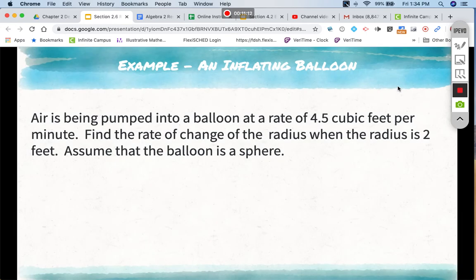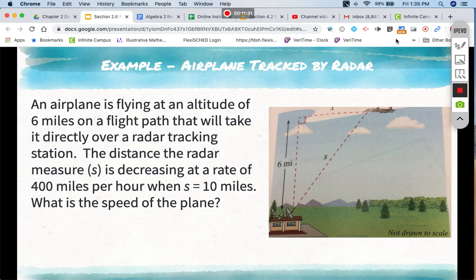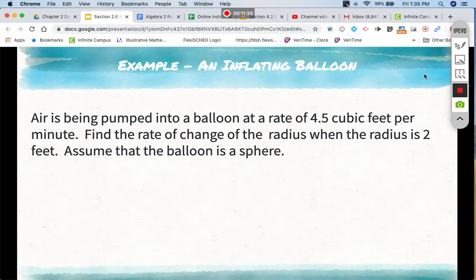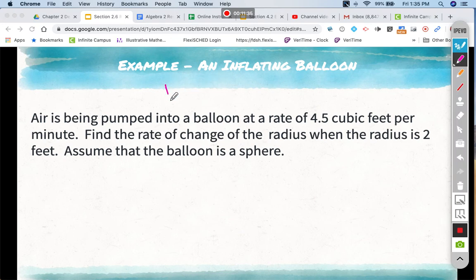So let's get going. Air is being pumped into a balloon at a rate of 4.5 cubic feet per minute. Find the rate of change of the radius when the radius is 2 feet. We're going to assume the balloon is a sphere. If you have forgotten the volume, the volume of a sphere is 4/3 pi r cubed. If you've forgotten that formula, you'll need that to do this problem.